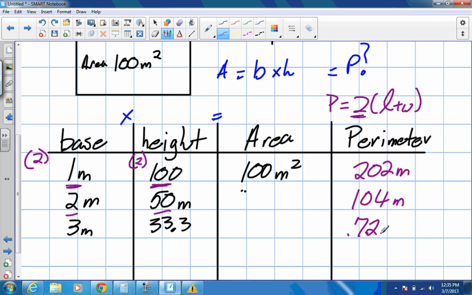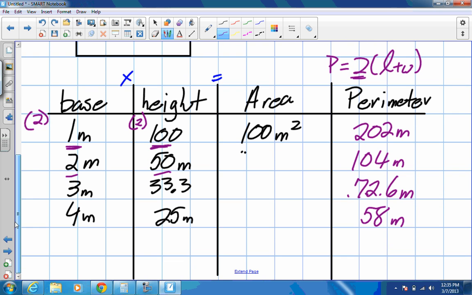Okay. So now that we know how to solve height, even when we have values that aren't whole numbers, we're going to go through this process a little quicker. There you go. 4 meters. 25. Excellent. Which means what are we going to get overall as a perimeter? 58. That's right. Try to follow along with those calculators. We added those together, multiplied by 2. Next value. 5 times what equals 100? 20. Which means we're going to have what as a perimeter? 50. Good. 50 meters.